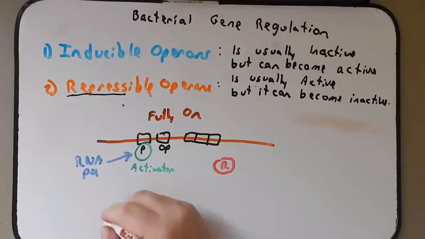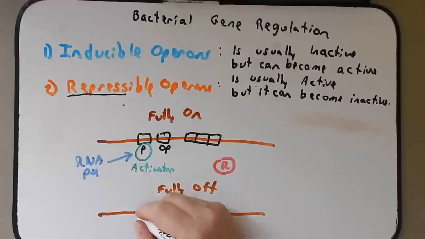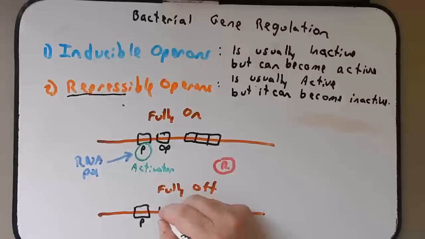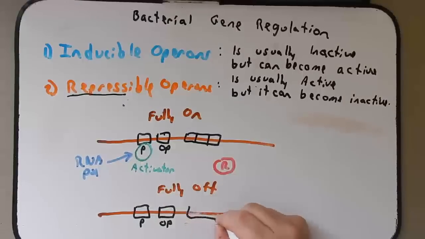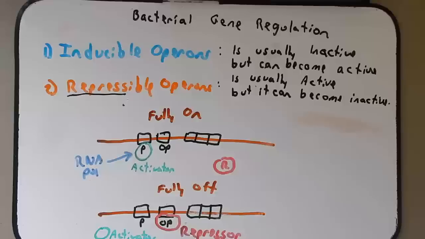Now next, I want to show an operon down here that is fully off. We'll also draw our promoter and our operator with our 3 genes. Now for it to be fully off, not transcribing these genes, the activator protein is not going to be attached to the promoter, but the repressor will be attached to the operator.